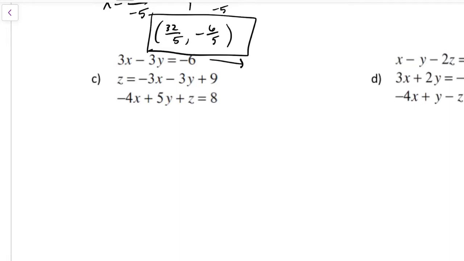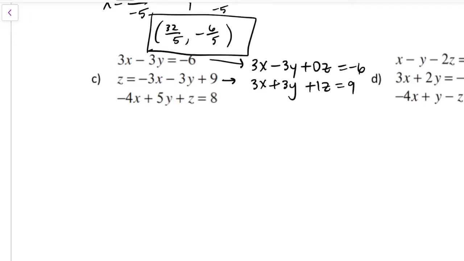So that first equation, we've got 3x, we've got a -3 in front of our y. We have no z's, so I'm going to go ahead and write that in so that we remember it. Our second equation, we have to add the 3x to the other side and the 3y. So we have a positive 3x, a positive 3y, and 1z. All that was left on the other side was the 9. Our last equation, we have -4x plus 5y plus 1z equals 8. That guy was fine to begin with.